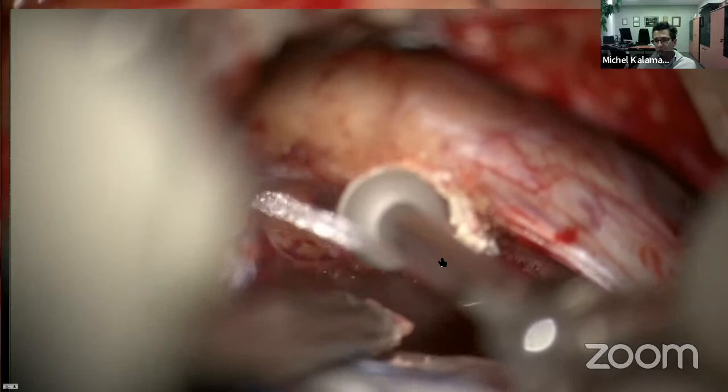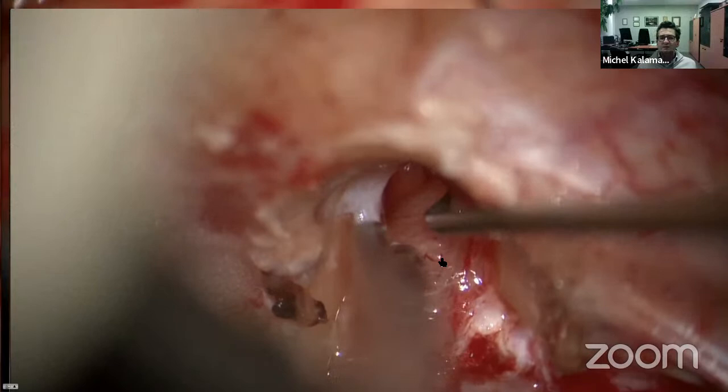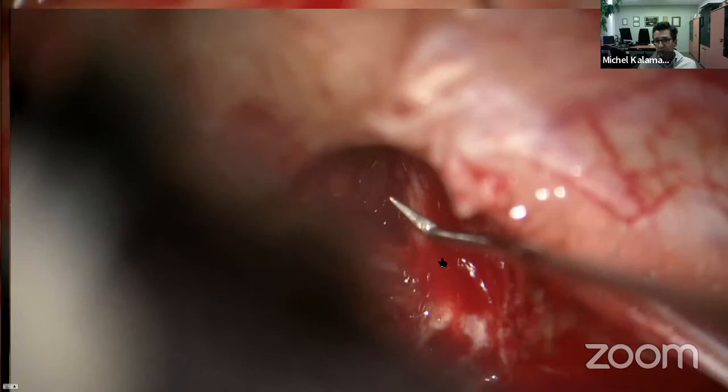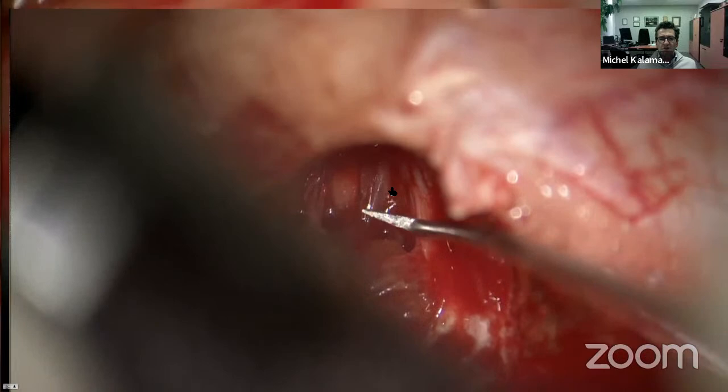So this part is done by the ENT. So I'm doing a lot of surgery now with Daniele Bernadeschi. So it's teamwork. And you see, this is the facial, this is the eighth nerve.